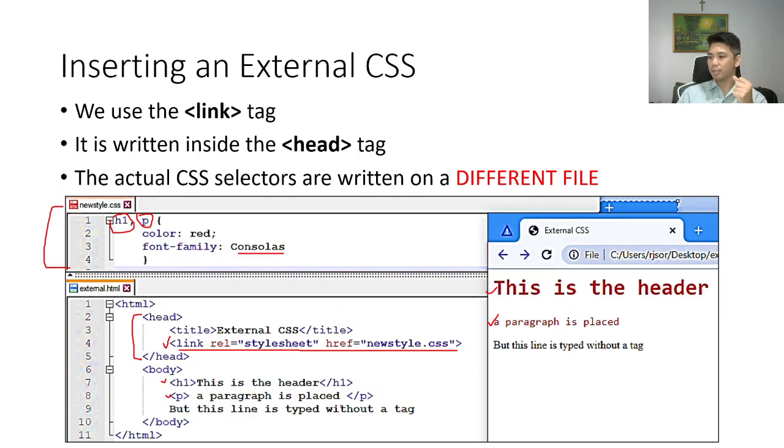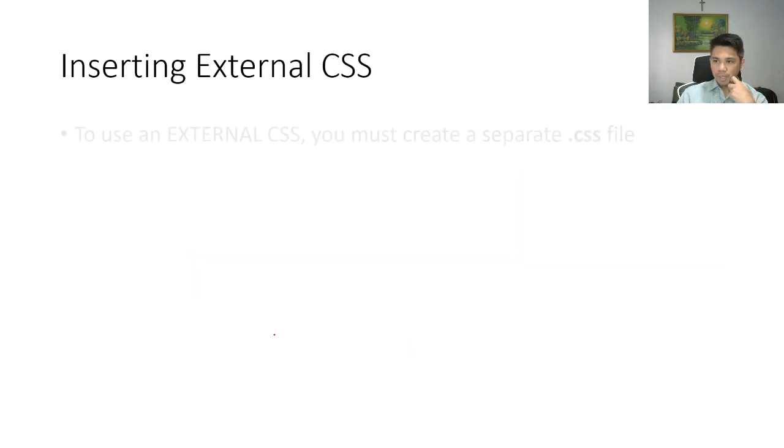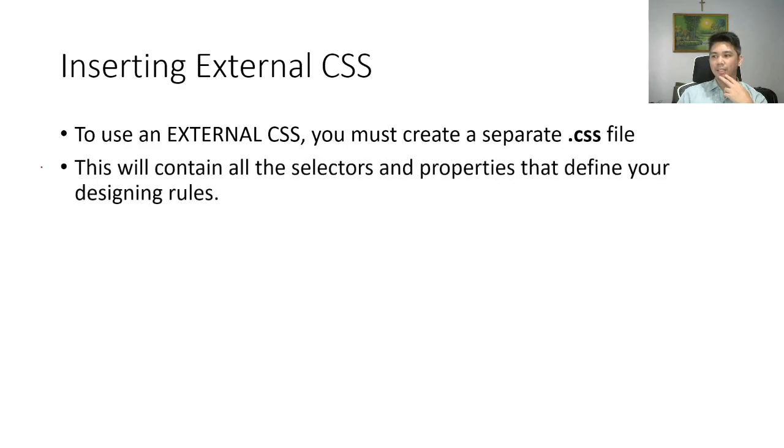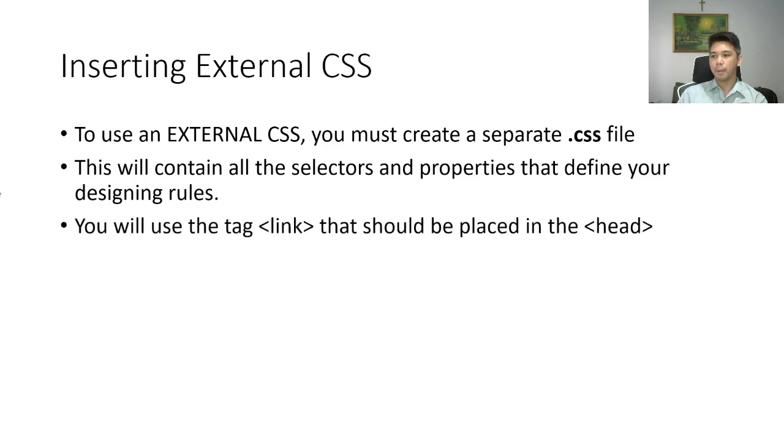So H1, this first line: color red, font family Consolas. Second one, paragraph: color red, font family Consolas. Now, again, in external CSS, you must create a separate CSS file, and the separate file will contain all of your selectors and properties.